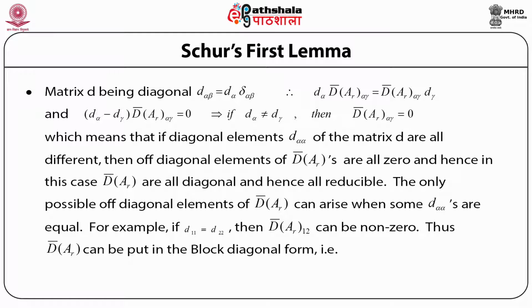The only possible off-diagonal elements of the matrix D-bar can arise when some diagonal elements D_alpha alpha are equal. For example, if D11 is equal to D22, then D-bar(A_R) 1, 2, that is the first row, second column element of the matrix D-bar(A_R), can be non-zero. Thus, D-bar(A_R) can be put in the diagonal form.